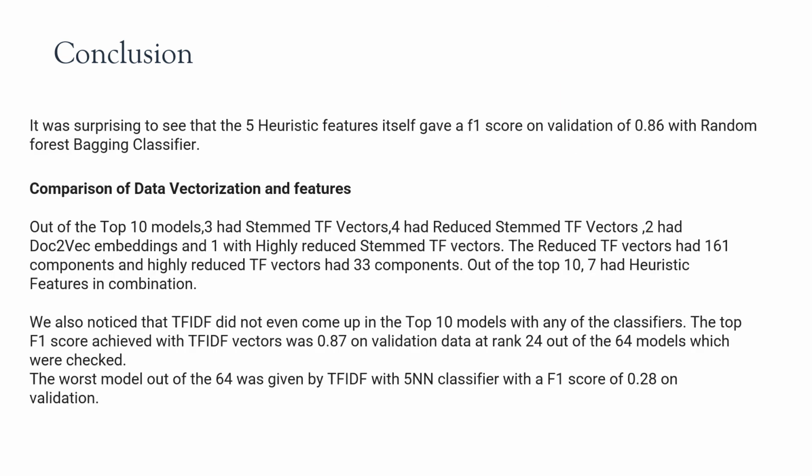Out of the 64 models that we fitted, it was surprising to see that the model with only 5 heuristic features gave an F1 score of 0.86 with the random forest bagging classifier. Comparing the vectorization features, out of the top 10 models, 3 had stemmed TF vectors, 4 had reduced stemmed TF vectors, 2 had doc2vec embeddings, and 1 had highly reduced stemmed TF vectors. The reduced TF vectors had 161 components and highly reduced vectors had only 33 components.